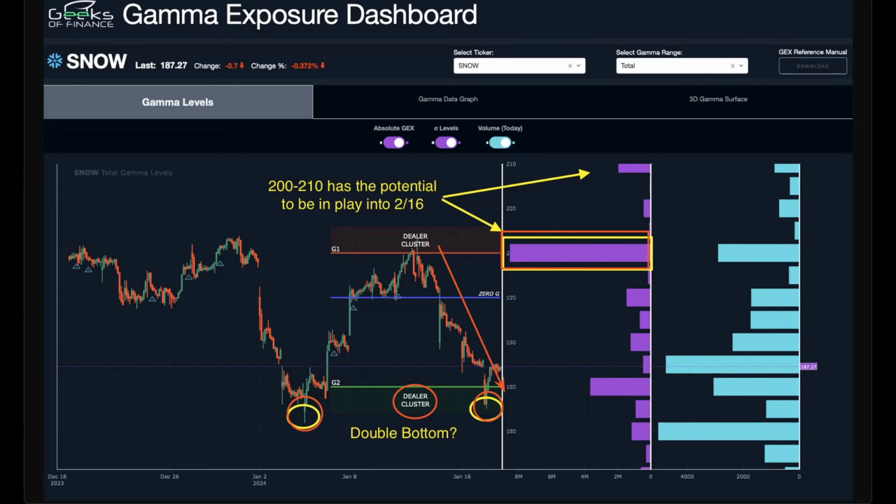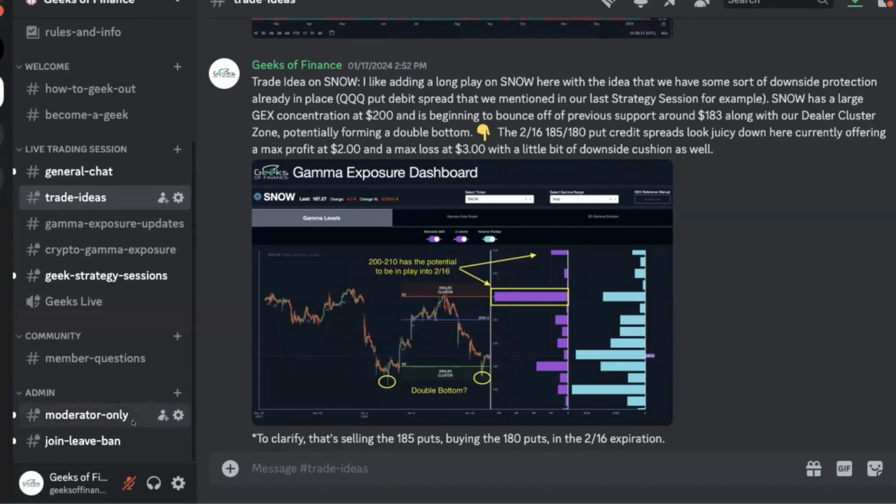Volume was also increasing between 180 and the 200 strike. So we had a lot of volume coming in. We had a large gamma exposure concentration to the upside, and we're bouncing off of a support zone. So of course, we highlighted here that 200 to 210 has the potential to be in play going into the February 16th option expiration. And again, this was another idea that we discussed in Discord. There's a number of ways you could have played for a move up into that 200 strike.